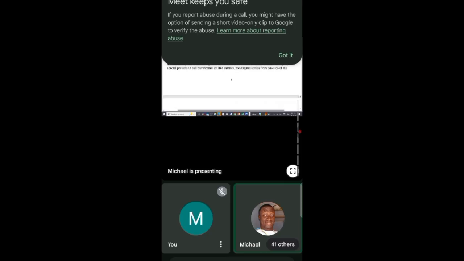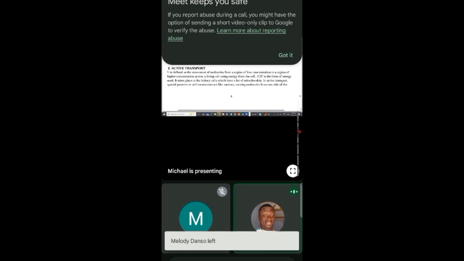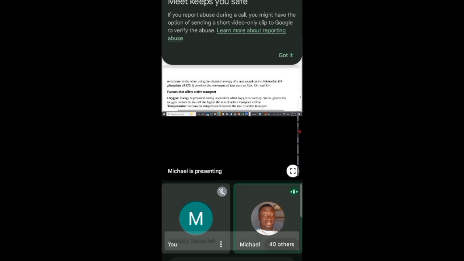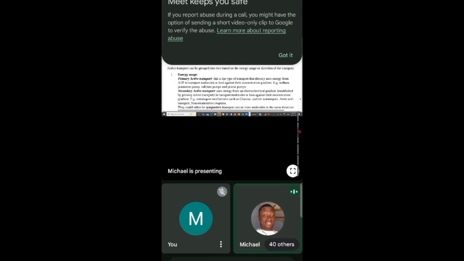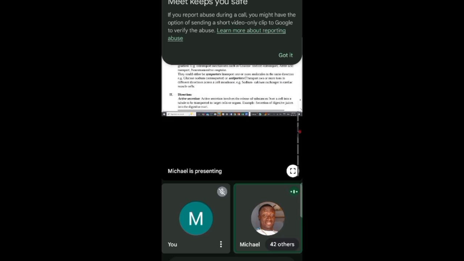Active transport always involves energy. Sometimes the energy might not be direct. It's also called active transport, but that is secondary active transport. So we have types of active transport. We can have different types based on how the energy is being used. We can also have another type based on what is being transported and how, so the direction. So we look at the simple transport.